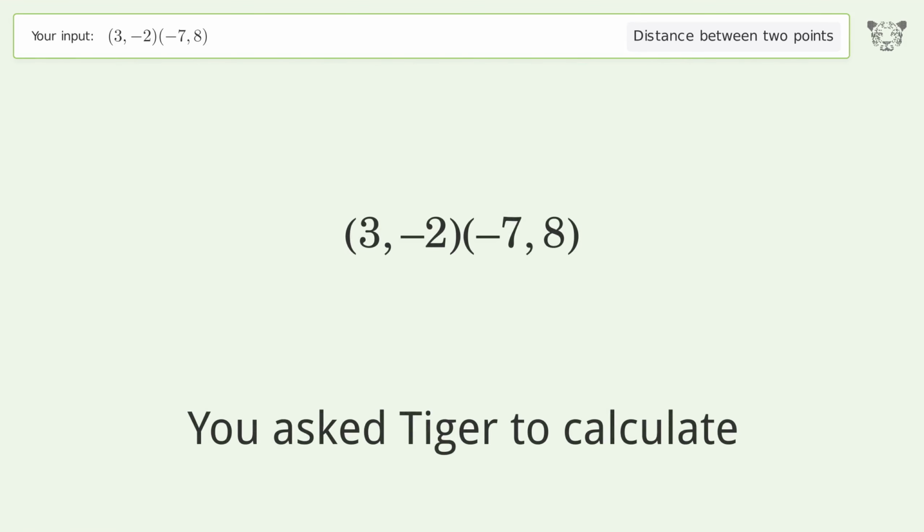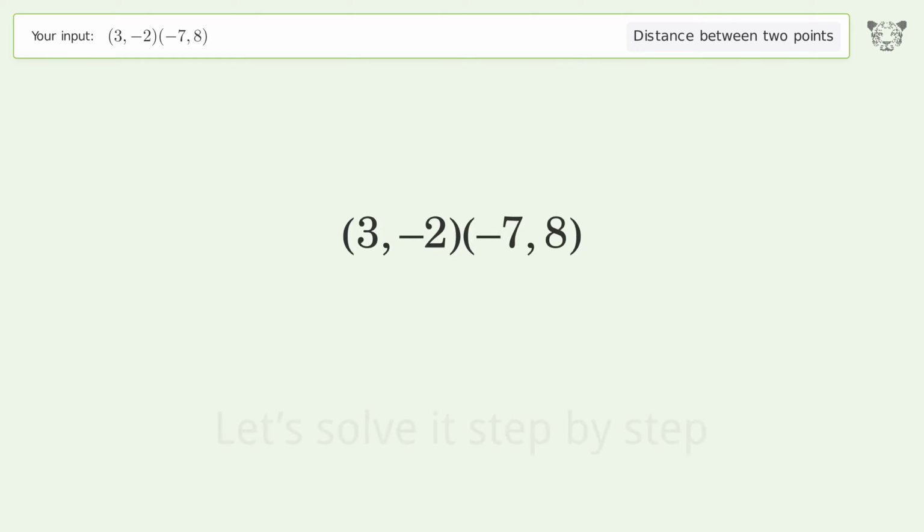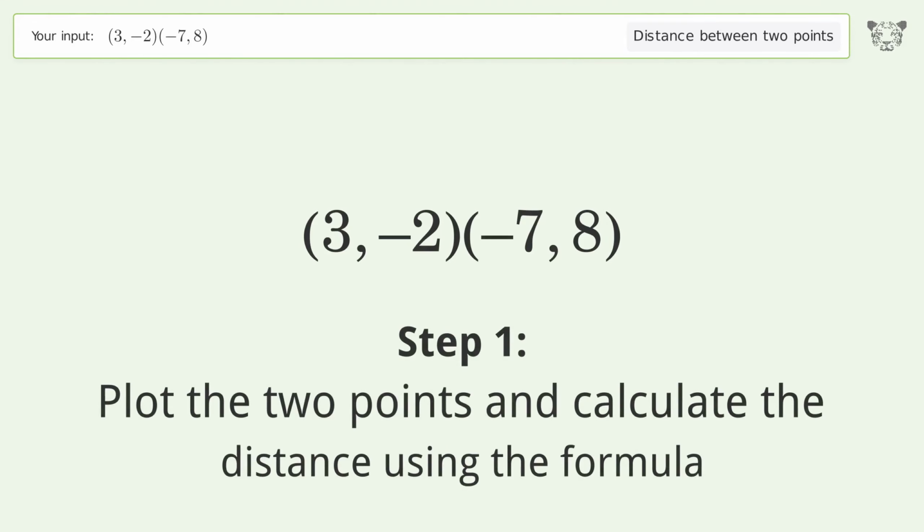You ask Tiger to calculate. This deals with the distance between 2 points. The distance between the 2 points is the square root of 200, or 14.142. Let's solve it step by step. Plot the 2 points and calculate the distance using the formula.